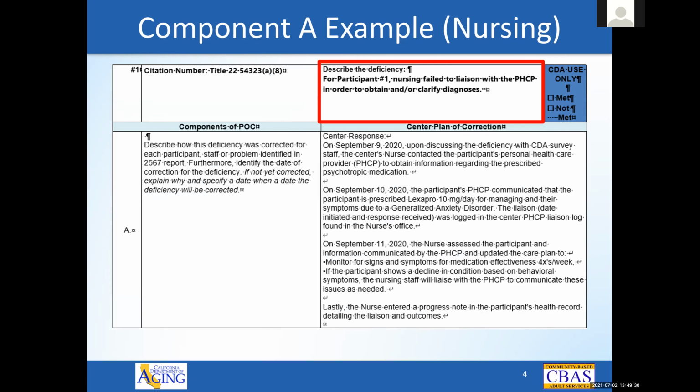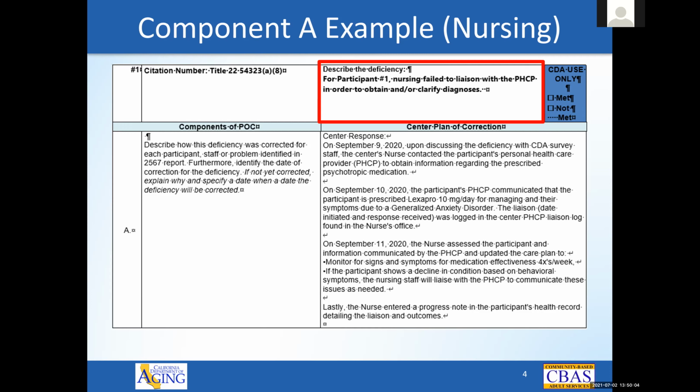On September 9th, 2020, upon discussing the deficiency with the Department of Aging survey staff, the center's nurse contacted the participant's personal health care provider to obtain information regarding the prescribed psychotropic medication. On September 10th, 2020, the participant's healthcare provider communicated that the participant is prescribed Lexapro, 10 milligrams per day, for managing their symptoms due to a generalized anxiety disorder. The liaison was logged in the center's primary healthcare physician liaison log found in the nurse's office.